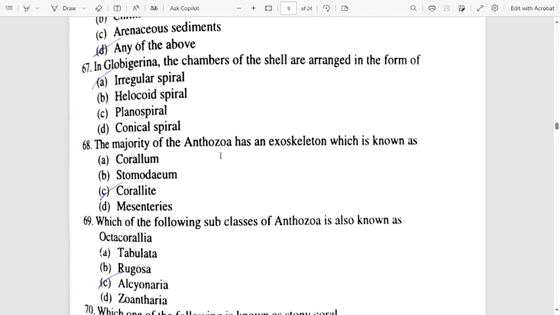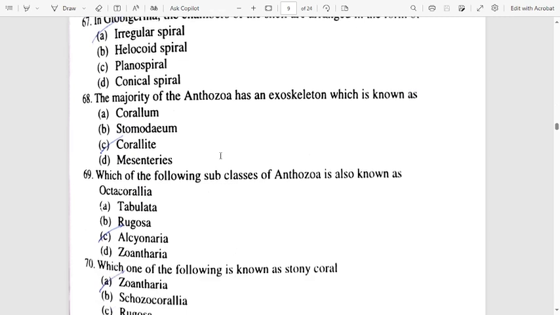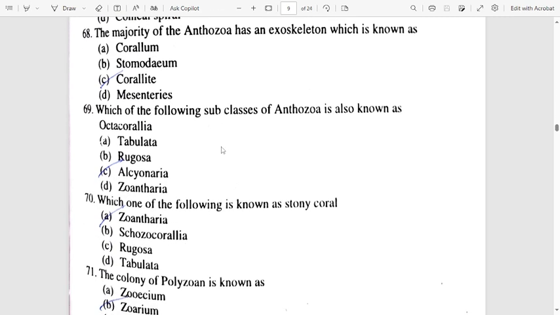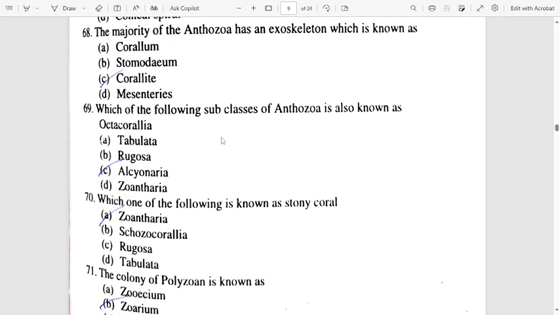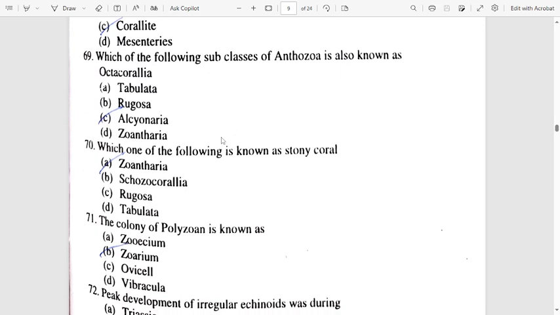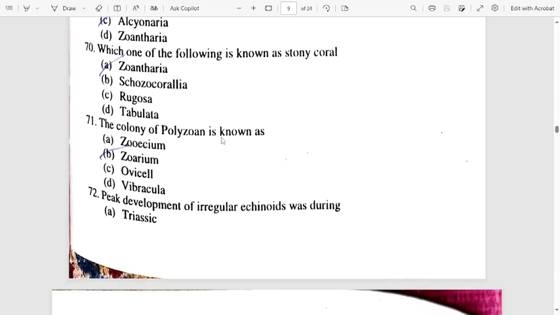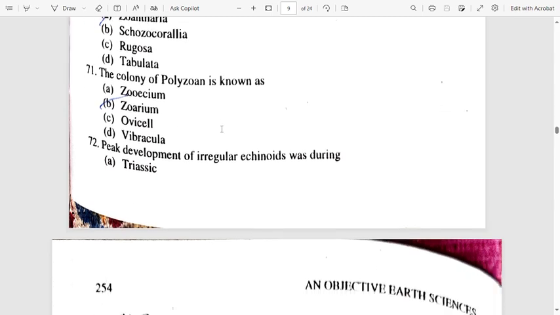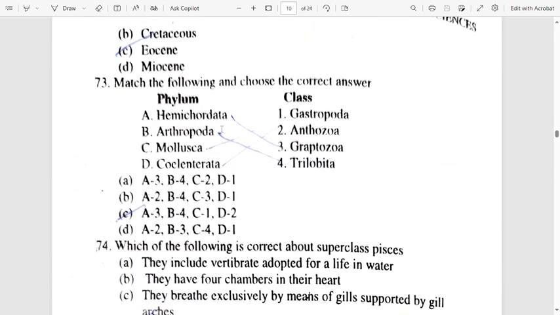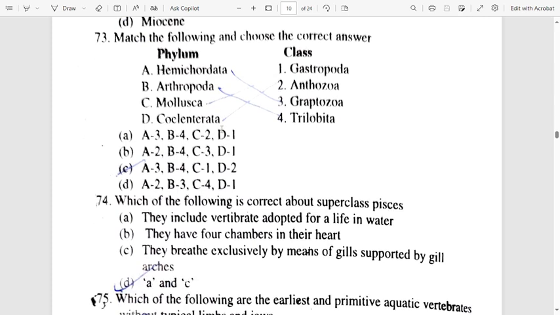In Globigerina, the chambers of the shell are arranged in the form of irregular spiral. The majority of the Anthozoa has an exoskeleton which is known as corallite. Which of the following subclasses of Anthozoa is also known as Octocorallia? Alcyonaria. Which one of the following is known as stony coral? Zoantharia. The colony of polyzoan is known as zoarium. Peak development of irregular echinoids was during Eocene. Hemichordata: Graptozoa; Arthropoda: Trilobite; Mollusca: Gastropoda; Coelenterata: Anthozoa.